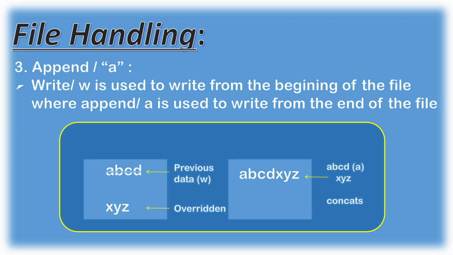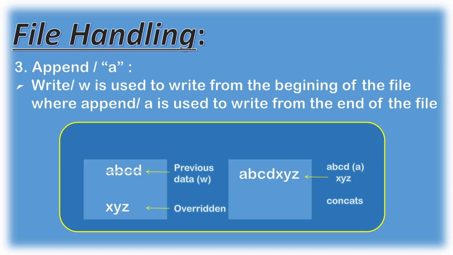Next, we'll see there is another mode, which is nothing but append, or you can say small a. So let's see what is the difference between write and append. Write, or W, is used to write from the beginning of the file, whereas append, or A, is used to write from the end of the file.